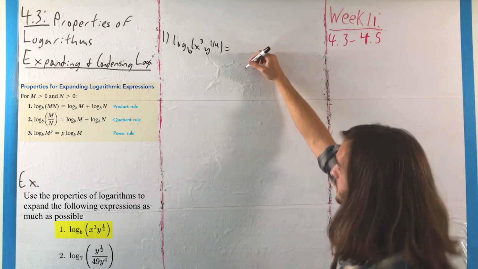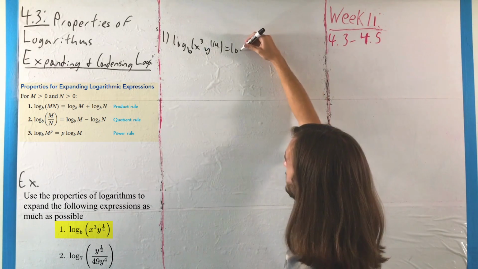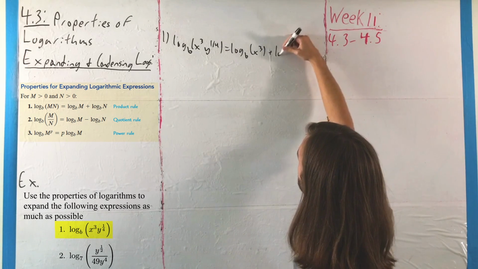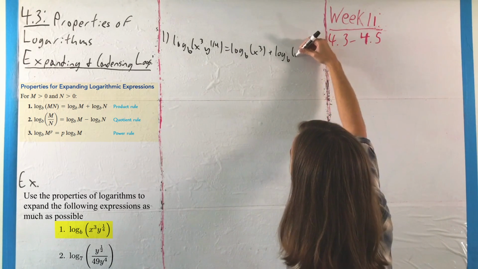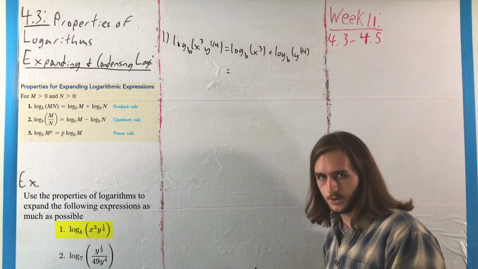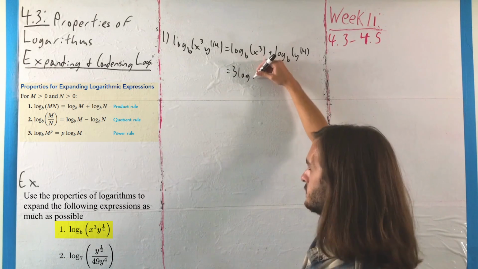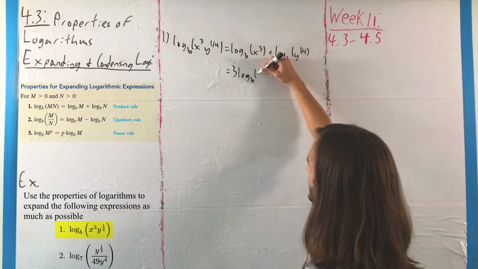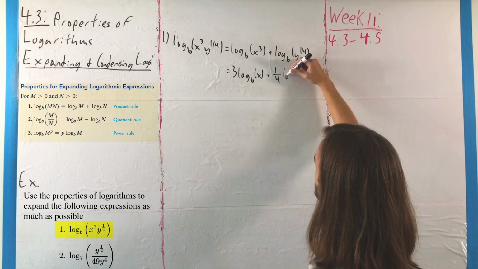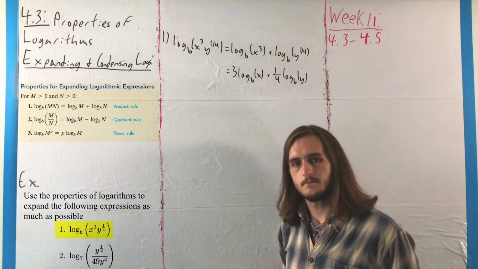We're going to start with the product rule, which says that because these things are multiplied, I can make them added. So we can do log base b of x cubed plus log base b of y to the 1/4. And then I'm going to use the power rule twice here. I'm going to pull down that 3. We will get 3 times the logarithm base b of x, plus 1/4 times the logarithm base b of y. And that's it.